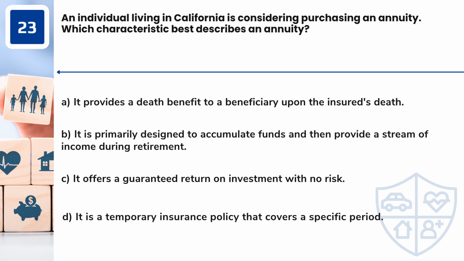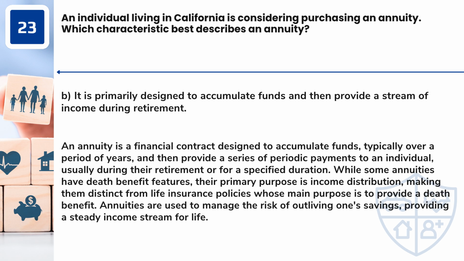Question 23. An individual living in California is considering purchasing an annuity. Which characteristic best describes an annuity? A. It provides a death benefit to a beneficiary upon the insured's death. B. It is primarily designed to accumulate funds and then provide a stream of income during retirement. C. It offers a guaranteed return on investment with no risk. D. It is a temporary insurance policy that covers a specific period. Answer: B. It is primarily designed to accumulate funds and then provide a stream of income during retirement.